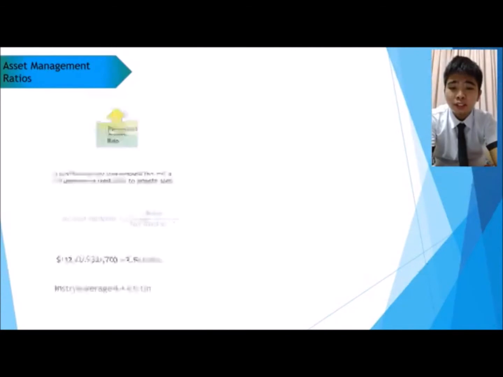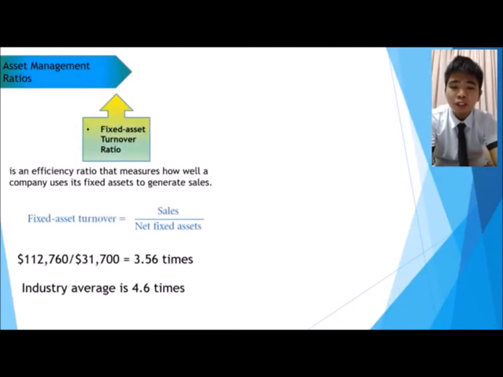Then next example of asset management ratio is the fixed asset turnover ratio. It is an efficiency ratio that measures how well a company uses its fixed assets to generate sales. So this ratio reveals how efficient a company is at generating revenue while using its fixed assets. The formula is fixed asset turnover equals sales over net fixed assets. So fixed assets mo ni ang mga long-term assets like property, plant, and equipment, PPE.